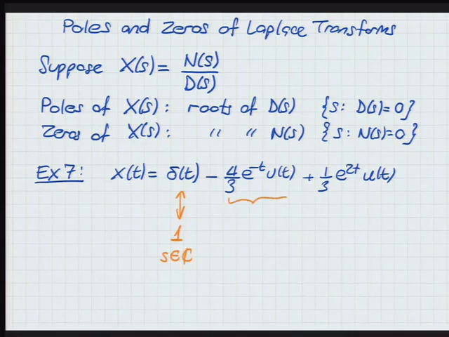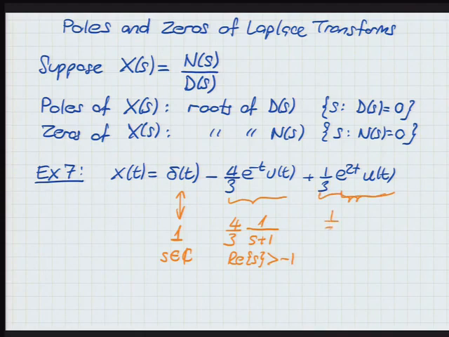Now this part, you should be able to tell me instantly. 1 over s plus 1, and the real part of s has to be bigger than negative 1. And this, let's include the 1 over 3, of course. This is 1 over 3 s minus 2, and the real part of s should be bigger than 2.